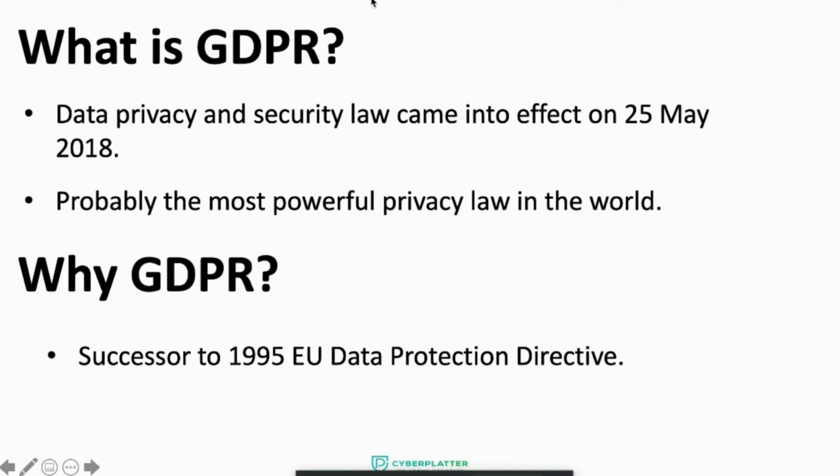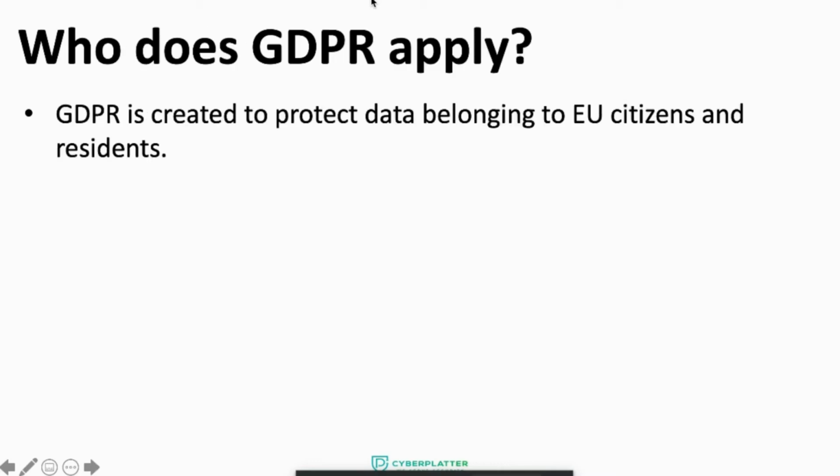GDPR is a successor to the 1995 EU Data Protection Directive, because there have been a lot of changes in technology and in how organizations process or share data. The EU decided that they needed a new approach for personal data privacy. That's the reason GDPR came into the picture. GDPR is created to protect data of EU citizens and residents.